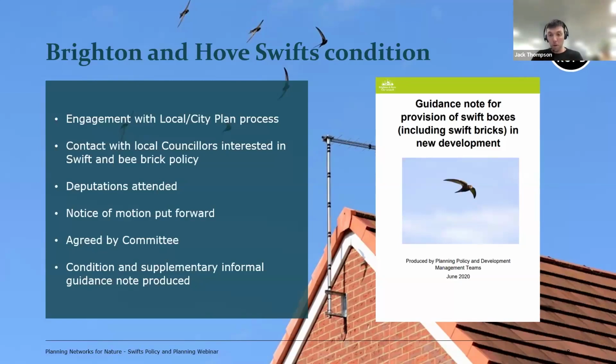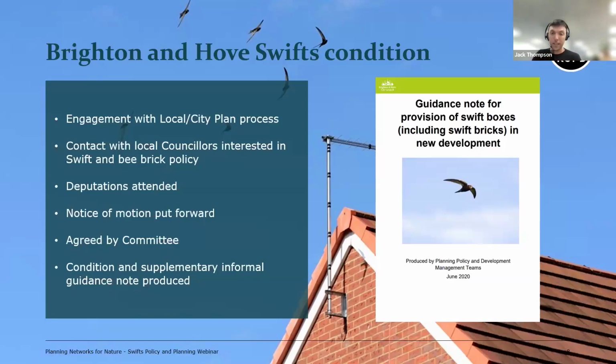After multiple discussions with the committee, a notice of motion was put forward to be agreed by the council. So further supporting information or wording was provided at this point, just to assist in that approval process and get that buy-in from the committee members so that they would then approve that notice of motion. After the agreement from the committee, more concrete wording for a condition and also for a supplementary informal guidance note was produced. So, what ended up being created is something that looks very much like the image that you can see on the right-hand side there.